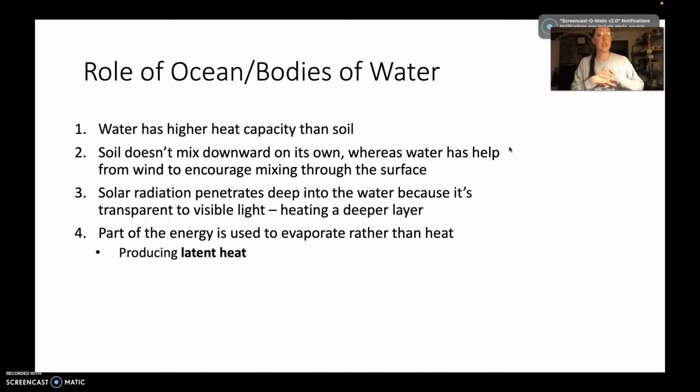Also, solar radiation penetrates pretty deep into the water because it's transparent to visible light, right? If you were at the bottom of the deep end of the pool with some goggles on and you lay down at the bottom and look up, you'd be able to see all the way up, the light coming through. But if you were in 8 feet worth of soil, you would not be able to see through that.